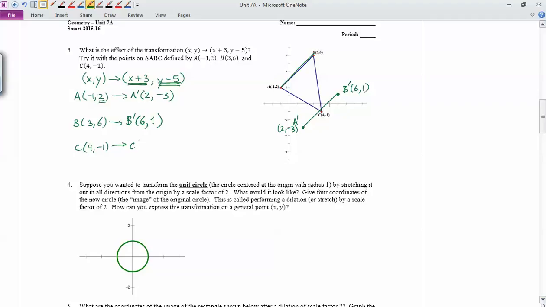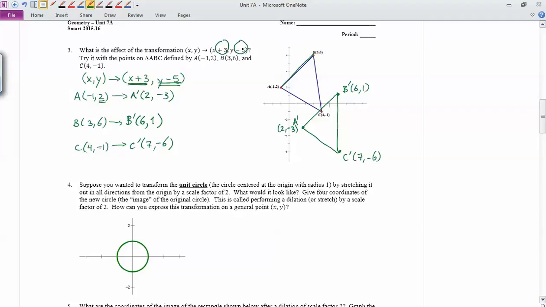And then C prime, if we do the same thing, let's see, 4, if I plug it in for x, it's 4 plus 3, so that's 7. And then if I plug in negative 1 for y, y minus 5, that's going to be negative 6. So 7, negative 6 is right here. So here is the new triangle that you get. And if you think about it, all that really happened was this triangle got moved over 3 units to the right and 5 units down.